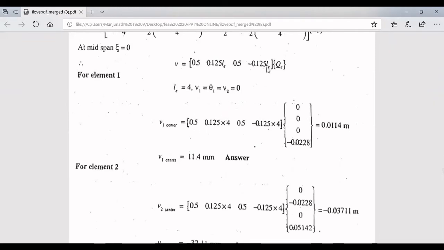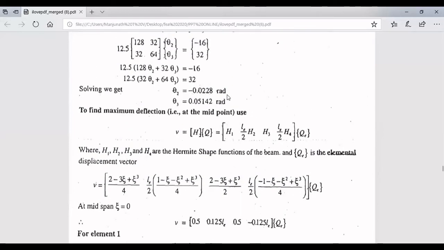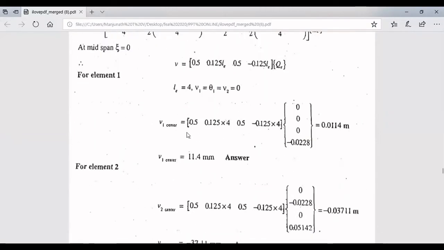Now write the nodal displacement vector Q for the first element as V1, theta 1, V2, theta 2. V1 and theta 1 are 0 as per this, and V2 is also 0, but the theta 2 value we have got from here is minus 0.0228 radian. Now doing the matrix multiplication, this row into this column: 0.5 into 0 is 0, this value into this becomes 0, and then only minus 0.125 into 4 into minus 0.0228, if you multiply, the value we get is 0.0114 meter. So this is the maximum displacement possible for the first element.